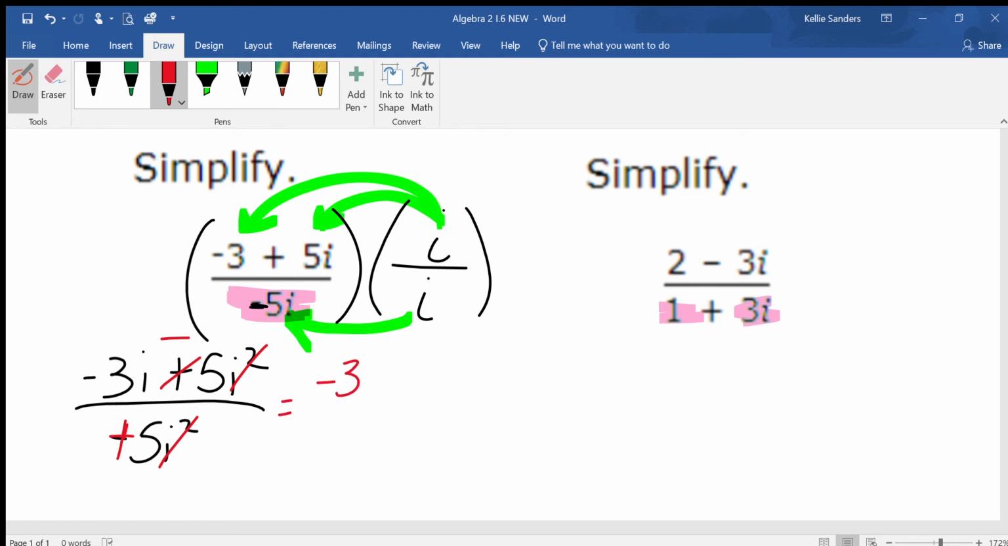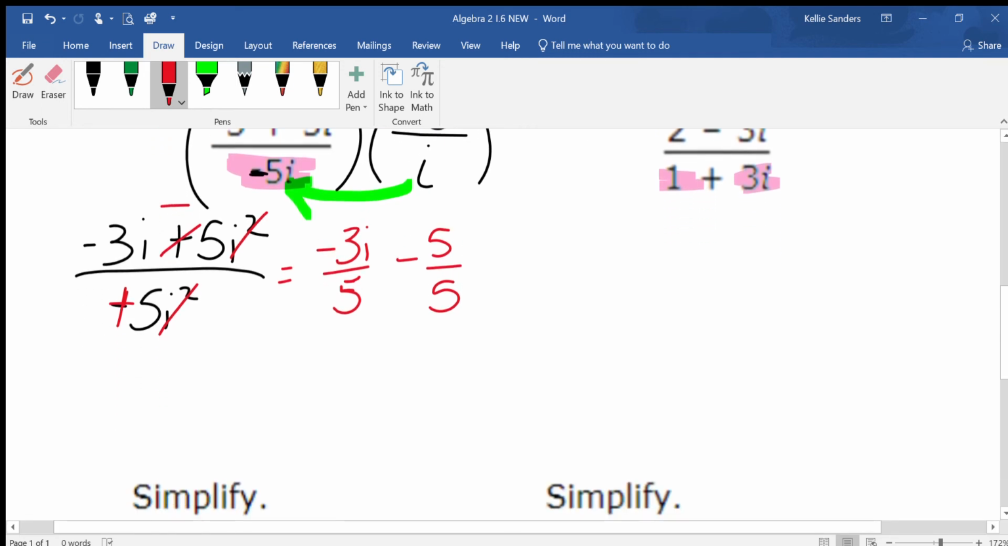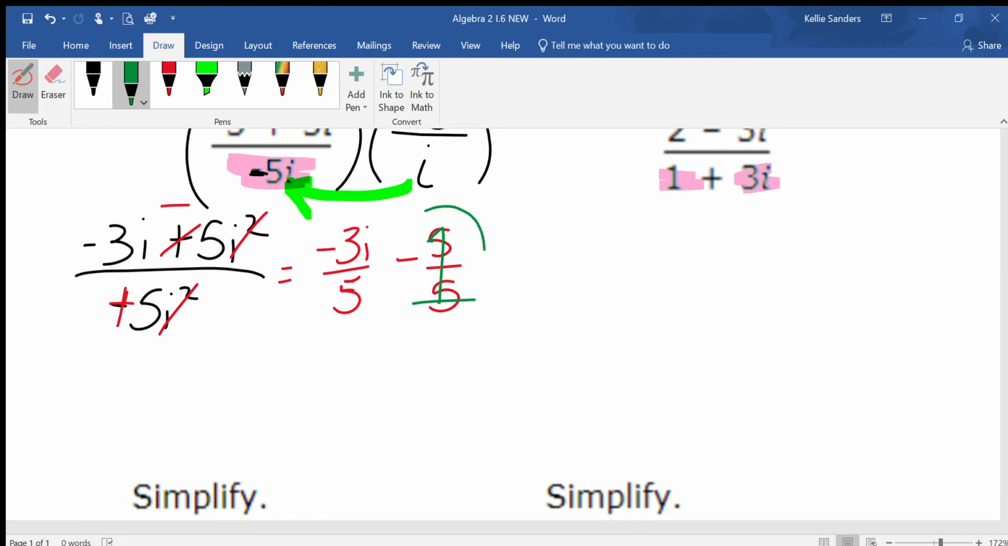So this is a negative 3i over 5. That does not reduce. Nothing goes into 3 and 5. And then negative 5 over 5 with no i's, but 5 over 5 does reduce to a 1. 5 over 5 is the same thing as 1. This is your real number, so we're going to write it first. This is your imaginary number, so we're going to write it second.